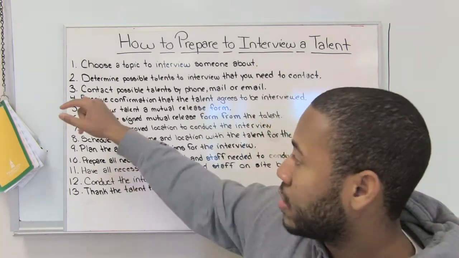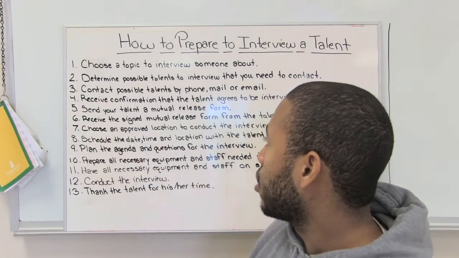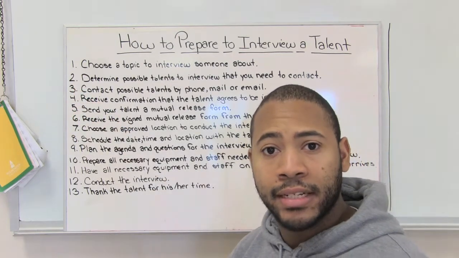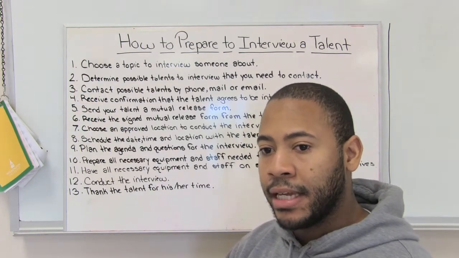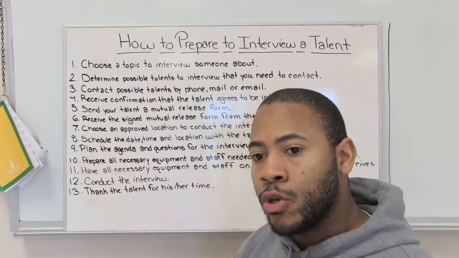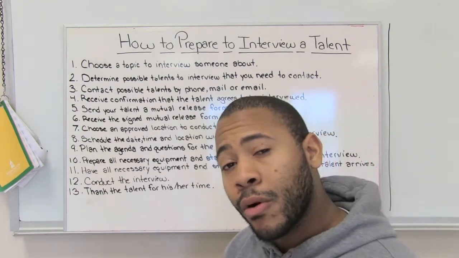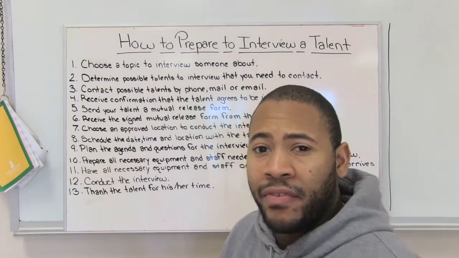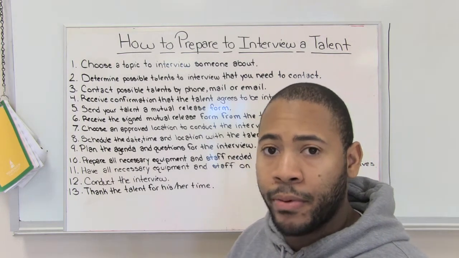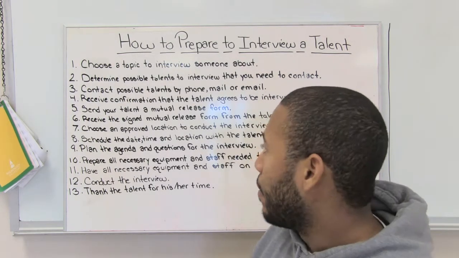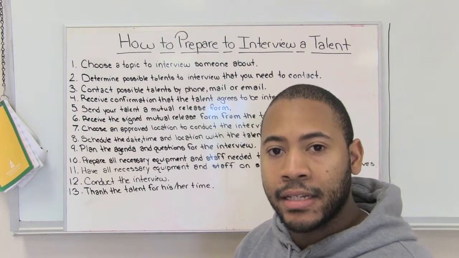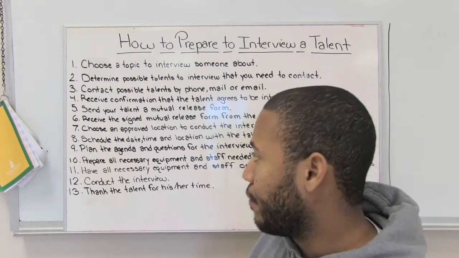And then, which leads us to step 2. Determine possible talents to interview within your topic. So basically, if you're going to do Wall Street, you want to look for people that either worked on Wall Street or had some type of affiliation with Wall Street at one point or another in their life. Because that will make for good content, good substance for your topic in your interview.